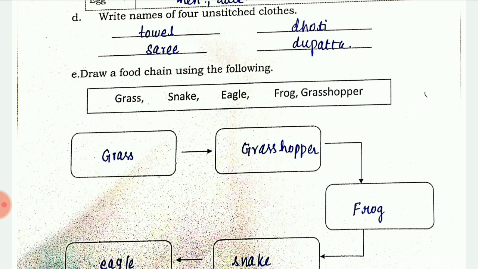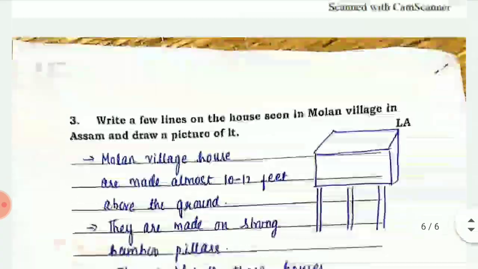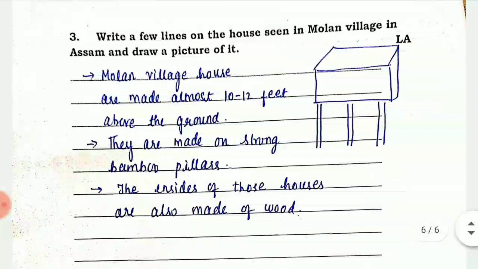Draw a food chain using the following: grass, snake, eagle, frog, grasshopper. They have given them; you have to draw the food chain. Grass, grasshopper, frog, snake and then eagle. Write a few lines on the house seen in Molan village in Assam and draw a picture of it. Molan village houses are made almost 10 to 12 feet above the ground. They are made on strong bamboo pillars. The inside of those houses is also made of wood.